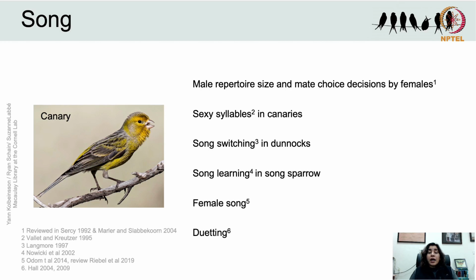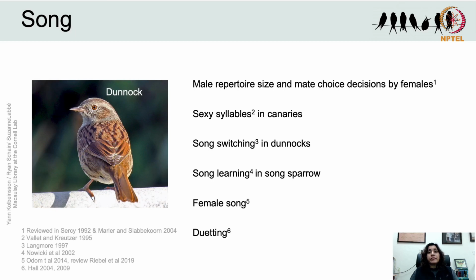Another feature that some females may like is song switching. Males can switch from one song type to another song type during the courtship display as well as during the territorial displays. Females are likely to get habituated to a repeated song, which would be monotonous, whereas a song which is less monotonous, in which different song types are being switched from one type to the other, will increase the male's ability to attract the female's attention or retain the female's attention. This has been shown and studied in dunnocks, wherein female dunnocks prefer males who exhibit high rates of song switching, and the males increase their song switching rate in the presence of breeding females. I have given the references to the relevant studies in the slide itself.